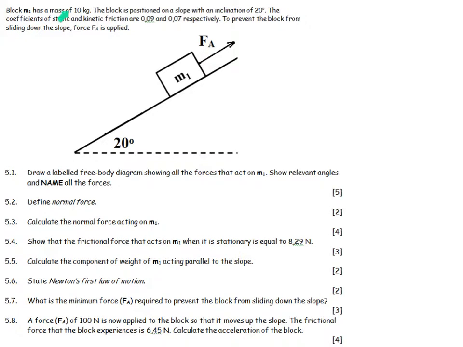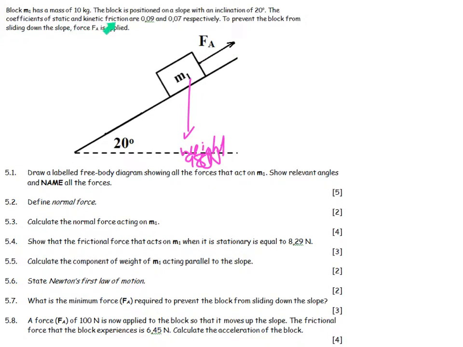M1 has got a mass of 10 kilograms, so we can easily say that it must have a weight of 10 times 9,8, which happens to be 98 newtons. So we can just hang on to that as a sideline for the moment. The block is positioned on a slope. The inclination is 20 degrees.